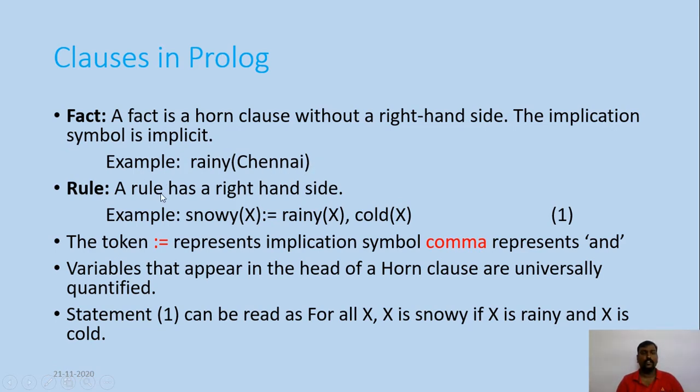Next is rule. A rule has a right hand side. So for example, Snowy of X :- Rainy of X, cold of X. Here this colon followed by a hyphen symbol is called the implication symbol in Prolog. And the comma symbol used here, Rainy of X comma cold of X, represents the AND operation. That means Rainy of X and cold of X. So this horn clause should be read in the form like, for all X, X is snowy if X is rainy and X is cold. So this is the generic form to be followed for a rule in Prolog.